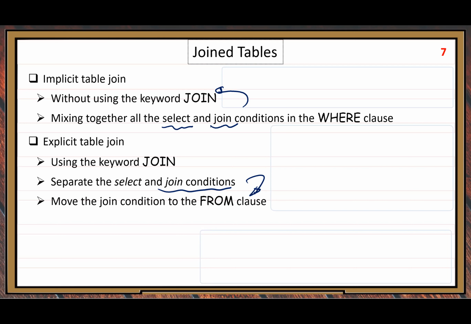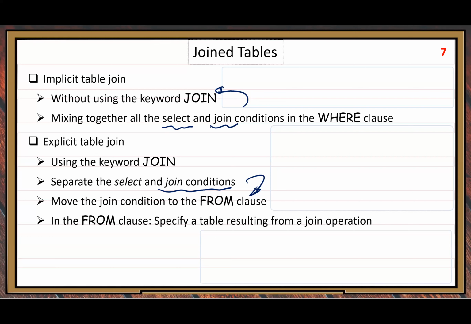In that way, you can see the joined table structures clearly. Put together the tables with join conditions, so you can see the whole join table structure immediately, right there in the from clause. In the from clause, specify a table resulting from a join operation.